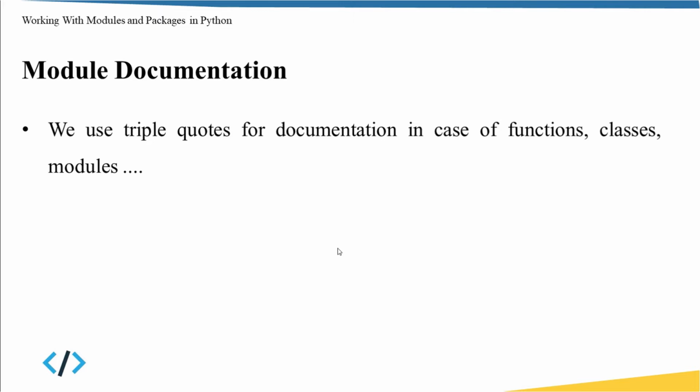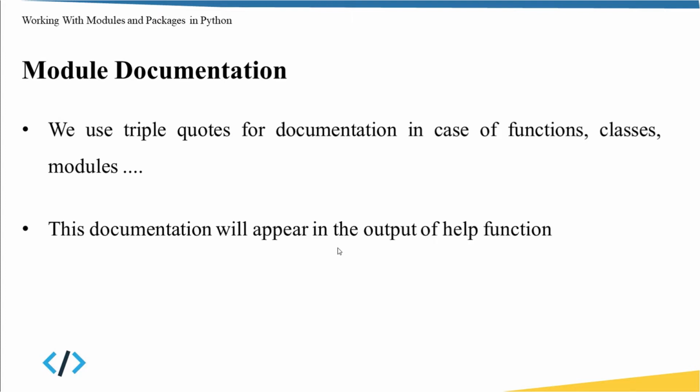We haven't dealt with classes, but this is also the same way to add documentation, and it's the same case for modules. Why do we use triple quotes? Because this documentation within triple quotes will appear in the output of the help function. So if anybody wants to know what your module does, he or she will simply call the help function with your module name to get the documentation string.